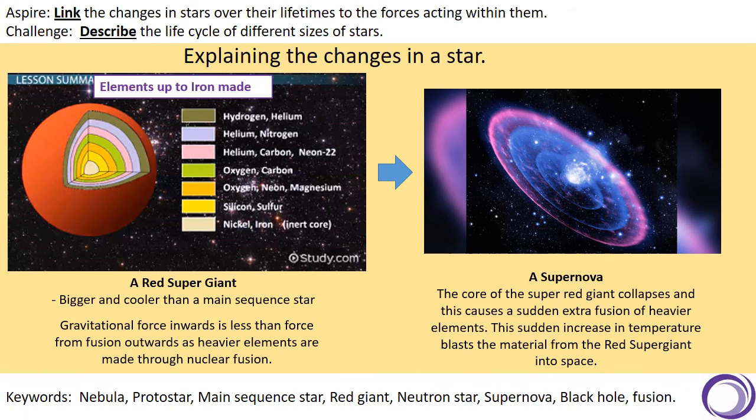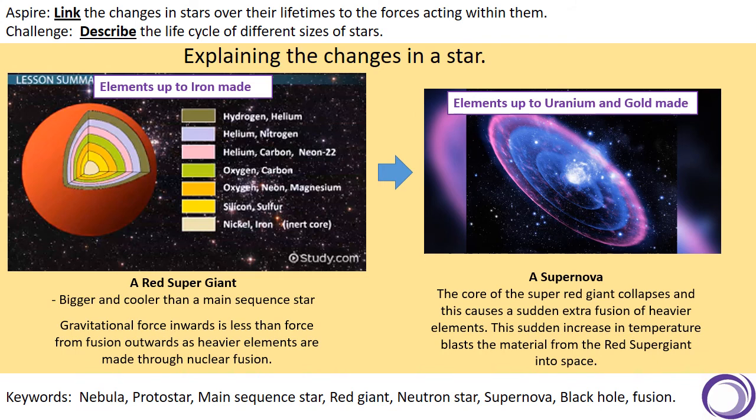So elements up to iron are made in a red supergiant, and the heavier elements, up to uranium and gold, are made in a supernova. So if you've got gold jewellery, all the atoms in there were made in a supernova in the past. That supernova has manufactured your gold, and then it's been blasted into space, and then it's just managed to settle in our planet. And then someone has dug it out and found it, turned it into jewellery.